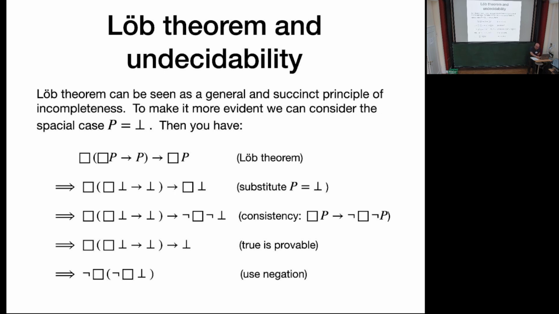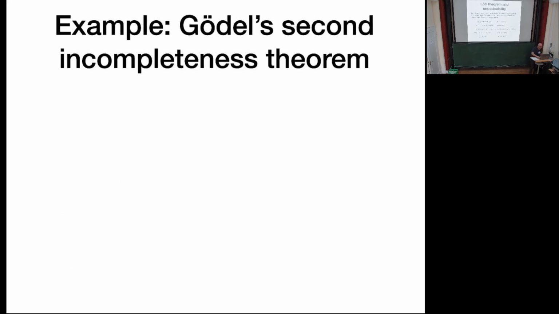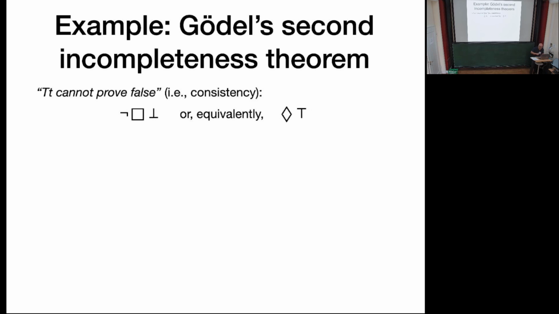And so this is a very powerful tool, and for instance, the second incompleteness theorem of Gödel can be derived from this very easily. But you have to admit that putting a box in front of false looks very odd by itself. Right? Because it says false is provable. Odd.